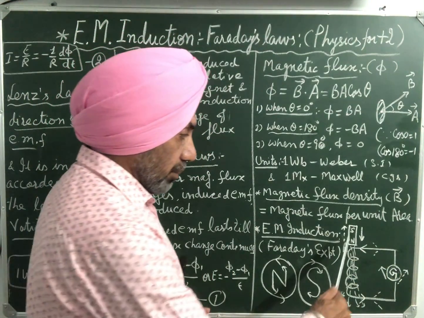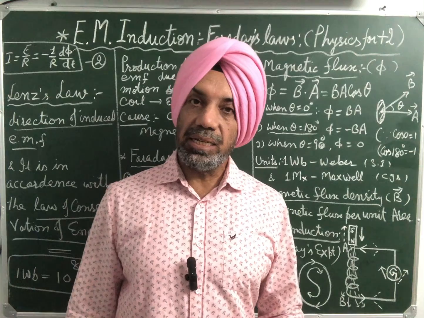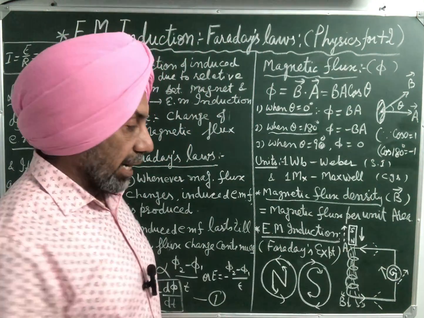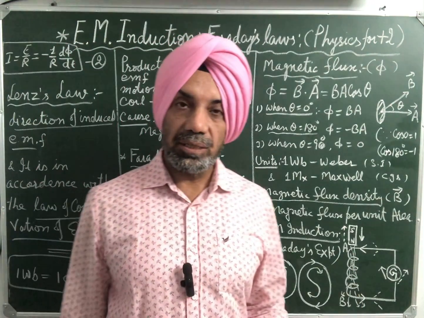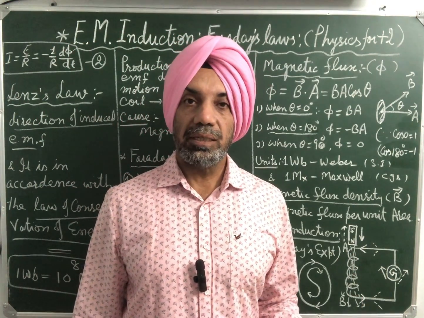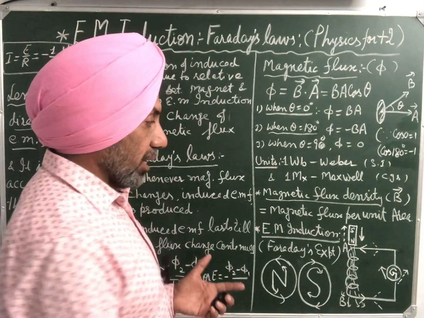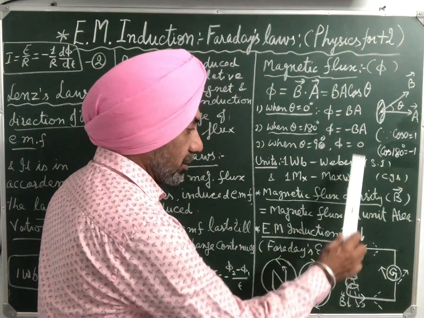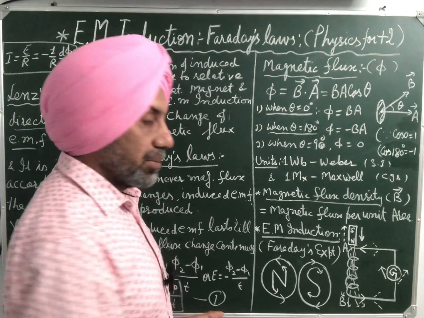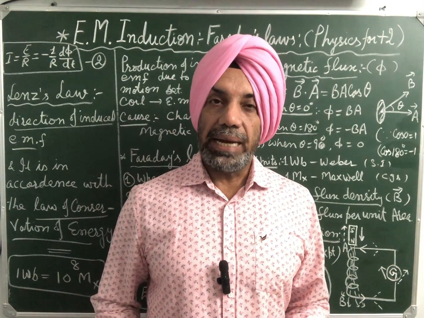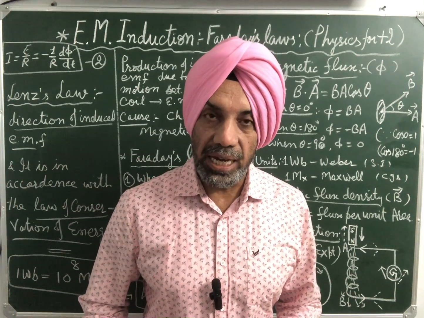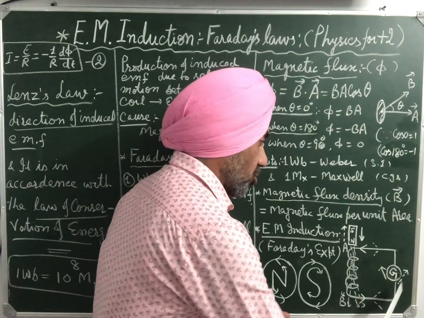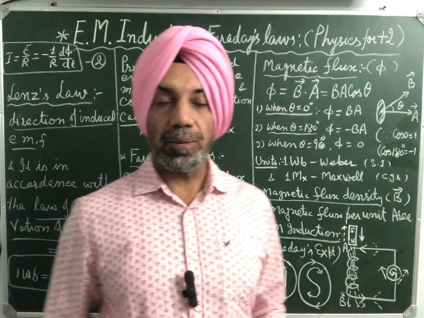In other words, the magnetic flux linked with the coil increases. And when the magnet is taken away, the magnetic lines of force threading the coil decrease, so the magnetic flux decreases, because magnetic lines of force are nothing but magnetic flux. It means when we move the bar magnet towards or away from the coil, the magnetic lines of force threading the coil change. As a result, the magnetic flux linked with the coil or the circuit changes.